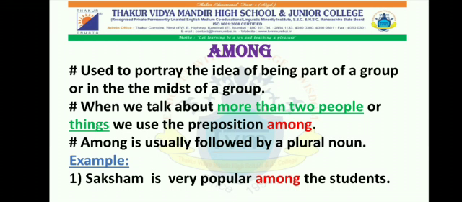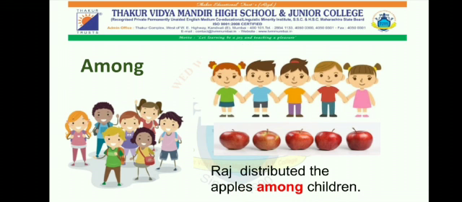Example: Saksham is very popular among the students. Here we are using preposition among because there are many students. Here we are not talking about two students, here we are talking about a group of students. So that is why we are using preposition among. Now see this example: Raj distributed the apples among children. Here we can see that there are more than two people, that is why we are using preposition among.